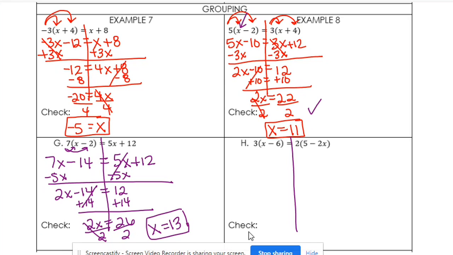How'd you do? If you check it, you're doing 7, open parenthesis, 13 minus 2. So it's 11 times 7, 77. And on the right, you're doing 5 times 13 plus 12, and you should get the same.